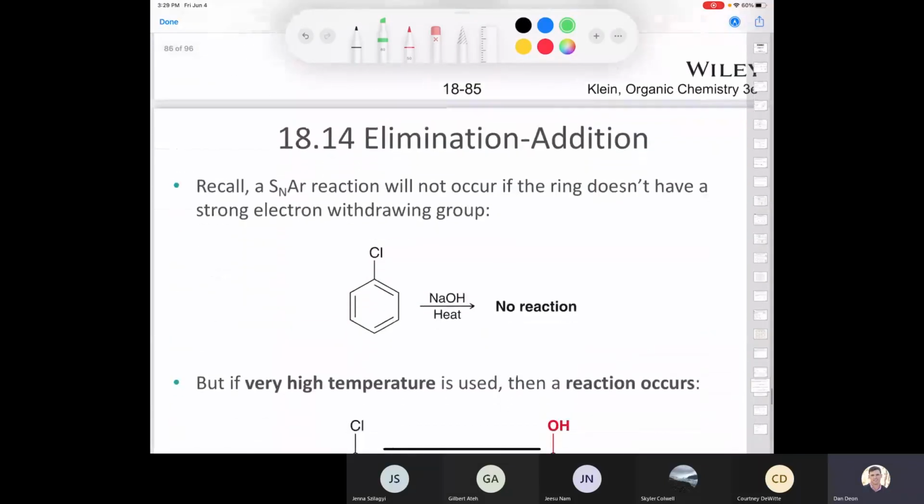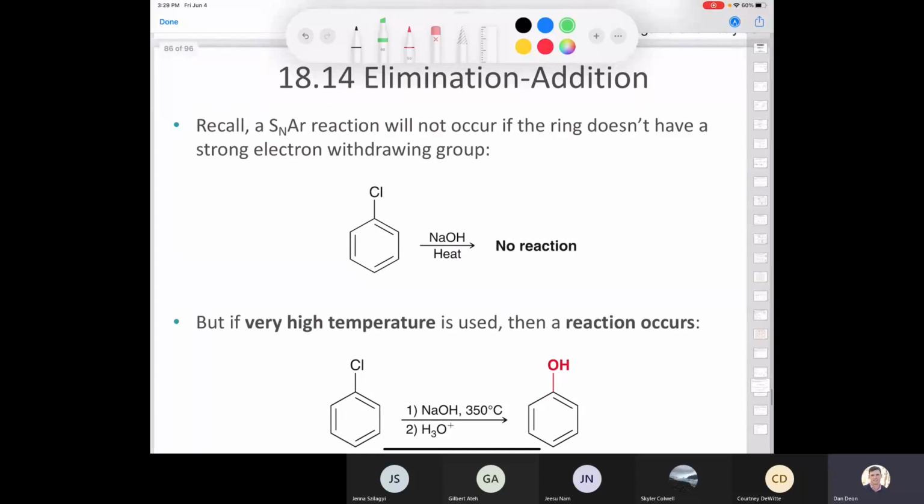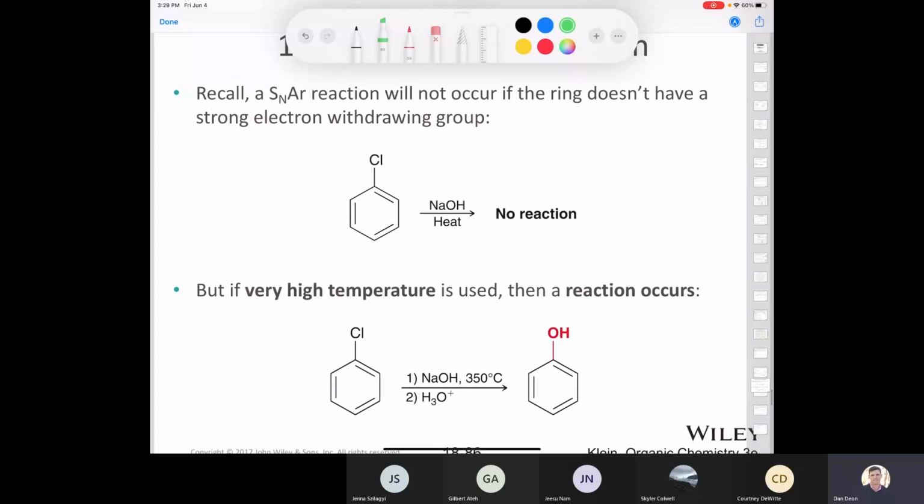Now we're going to look at the last reaction that's covered in chapter 18, the last new reaction, which is elimination-addition. So remember that an SNAr reaction is not going to occur if the ring doesn't already possess a strong electron withdrawing group, right? The reason there's no reaction here is because you don't have a nitro group here, or you don't have a nitro group here. You've got to have one of those in order for the reaction to occur.